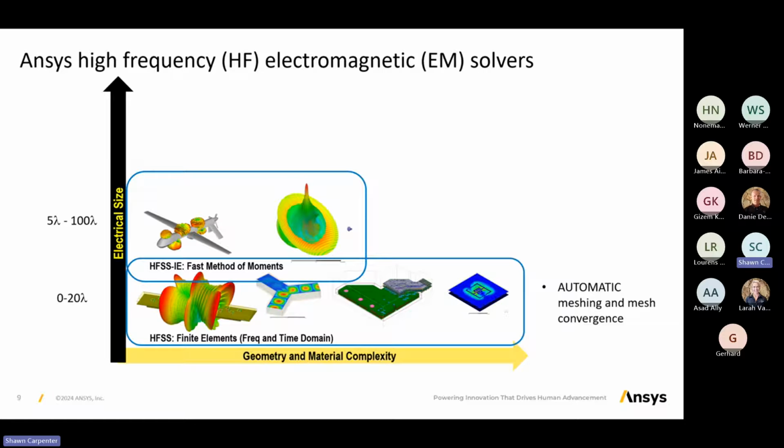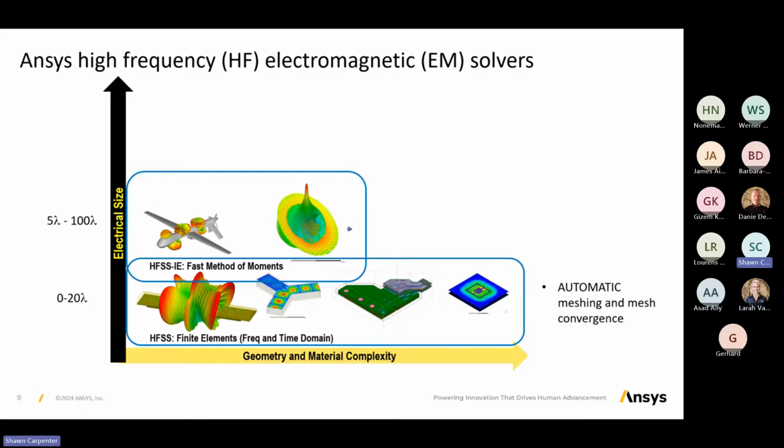Now that's appropriate for problems up to about 20 electrical wavelengths in size, maybe 100, depending on the complexity of your problem. But you do get to a point where the processing can take some time because it's a full 3D volume meshing approach. So in order to accomplish larger problems, or to take some of the smaller problems which are meshed with finite elements and set them into the context of a much larger problem, we have developed fast method of moments, which are surface meshing tools, integral equation methods. That's what our HFSS IE solver is all about.